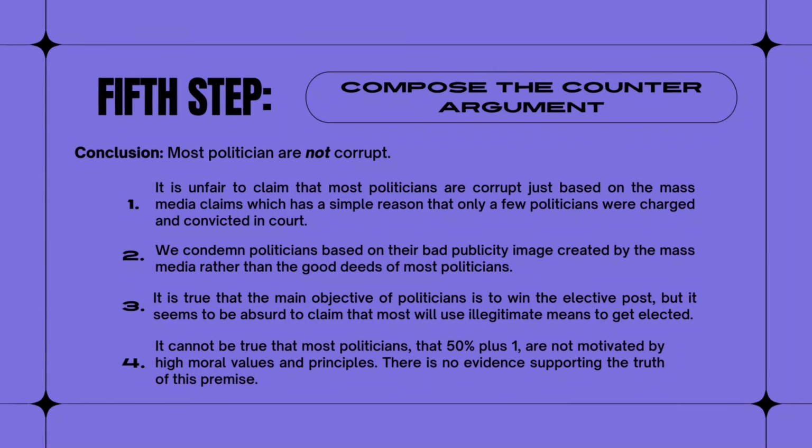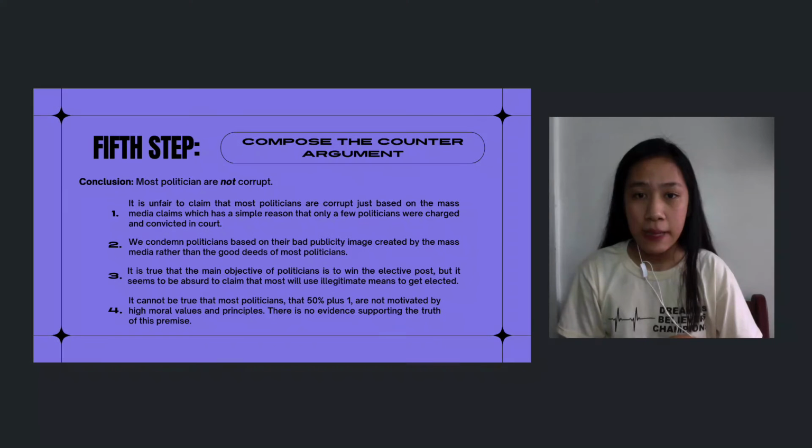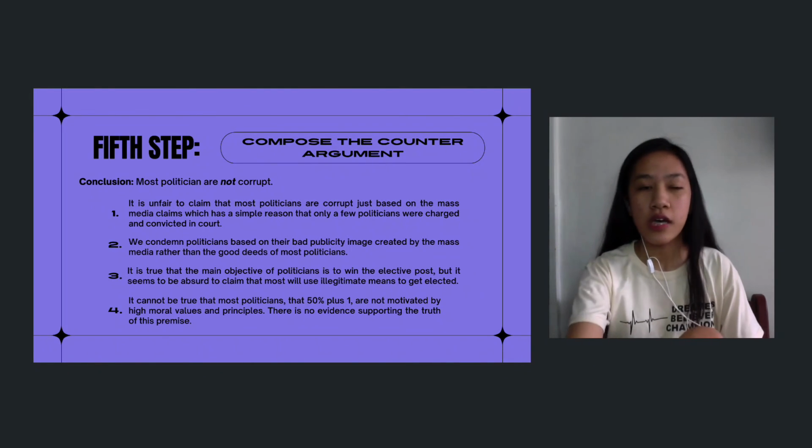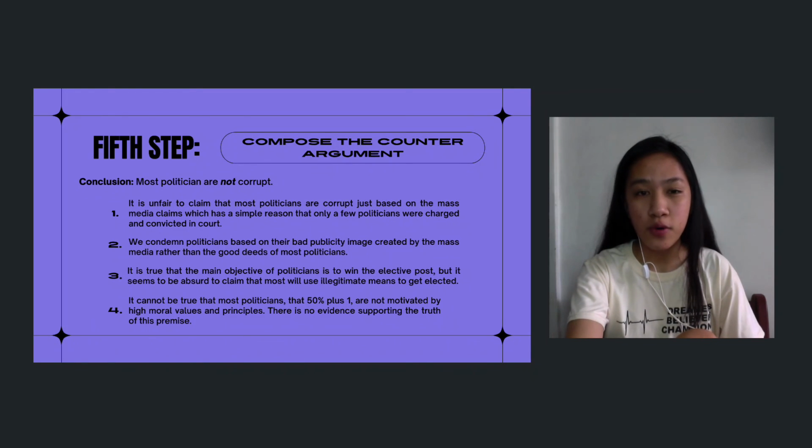Fifth step, compose the counter-argument. After criticizing the arguments, defend the opposite of the original conclusion. Provide at least 3 but no more than 5 premises. Basically, ulitin niyo lang yung step 3 pero based na sa counter-argument yung mga premise set na gagawin niyo. Dito yung conclusion natin is, most politicians are not corrupt. Then yung premise set, basahin niyo na lang siya. You can pause the video to read it para hindi masyadong humaba. Proceed na tayo sa 6th step.